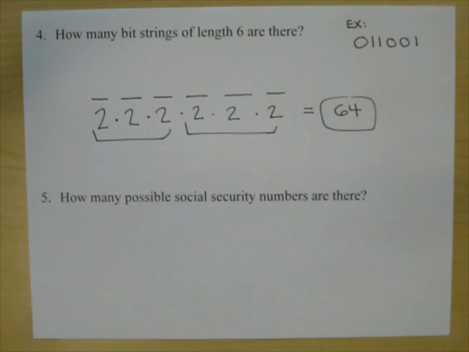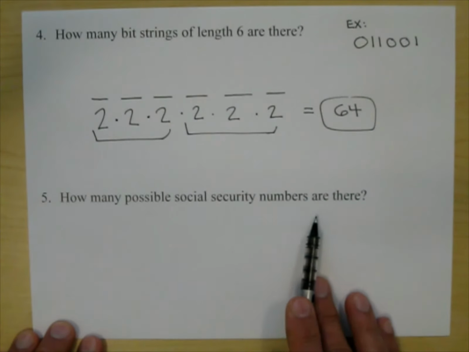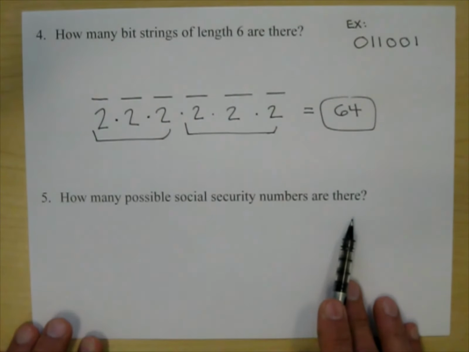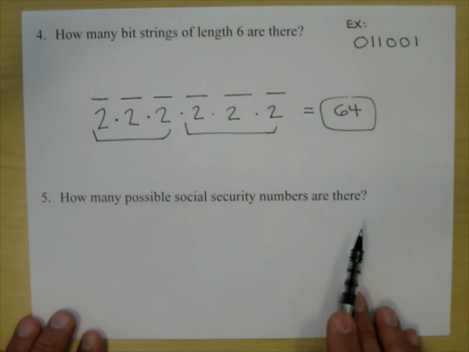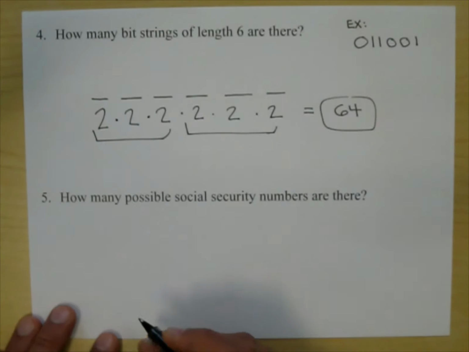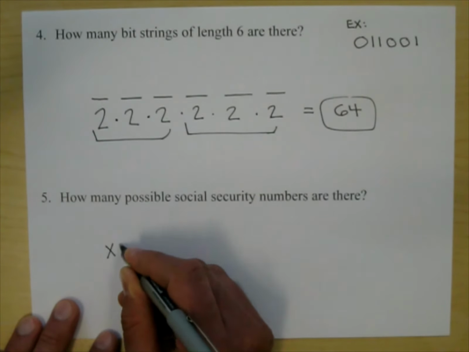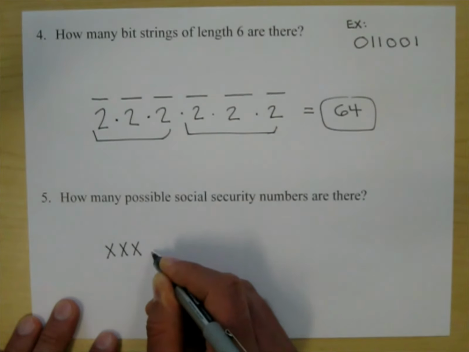Social Security numbers. How many possible Social Security numbers are there? Okay, well, there are restrictions with Social Security numbers, but we're not going to get into that because that would take a long time to go through all the restrictions. The Social Security numbers would look like this. I don't know if you know your Social Security number, but it looks like this.